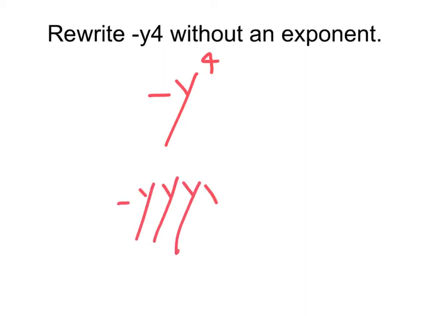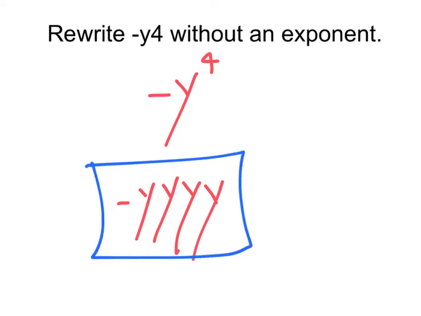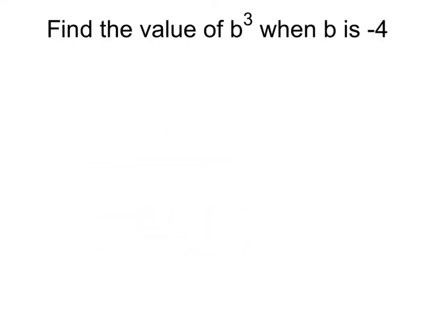So here we're going to rewrite negative y to the fourth without an exponent. To do that, we're going to simply rewrite negative y just 4 times. And that's it. The exponent is gone, and this is our answer.